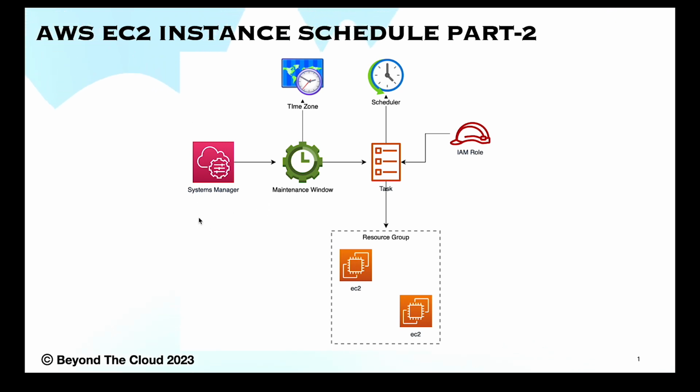In Systems Manager, there is an option called maintenance window. Enterprises use this maintenance window. Suppose I need my EC2 instance to be patched on weekends. We can attach the EC2 instance to the maintenance window on weekends, and the patching will be done automatically. In this part, we will not do patching, rather we will do start and stop.